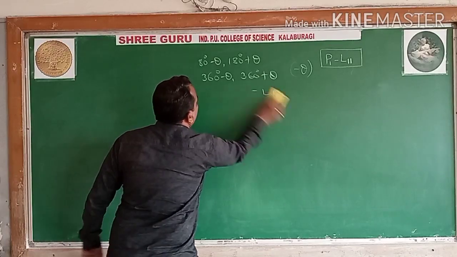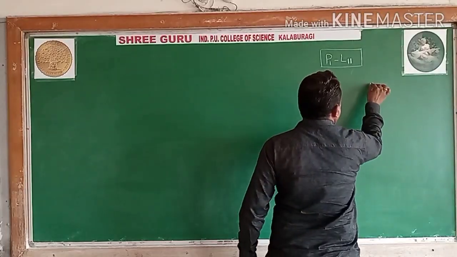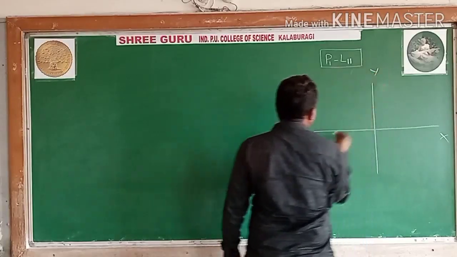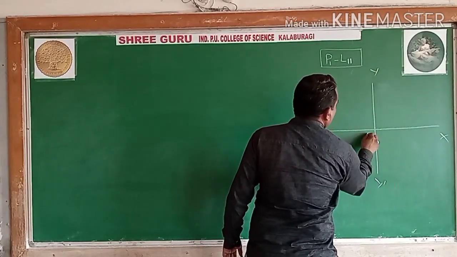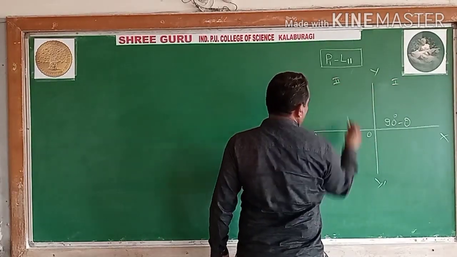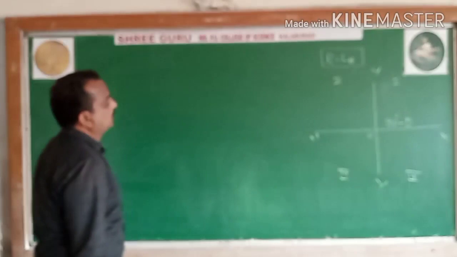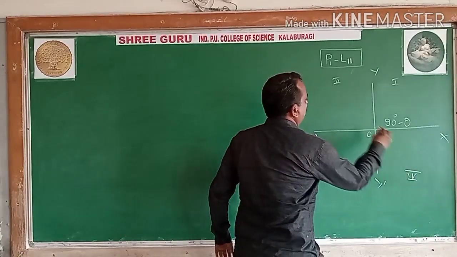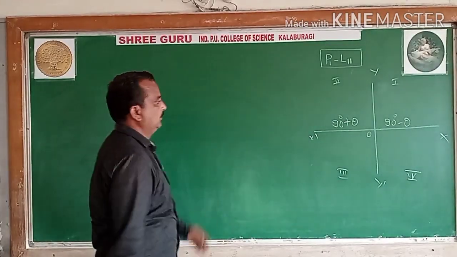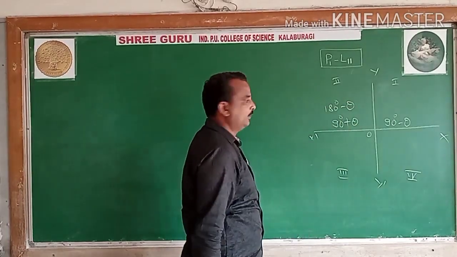Before going to these allied angles, here I will place their positions. Students, you know, a Cartesian plane is divided into 4 equal parts: first quadrant, second quadrant, third quadrant, fourth quadrant. The terminal side of 90 degree minus theta falls in the first quadrant. 90 plus theta falls in the second quadrant. 180 minus theta again in the second quadrant.